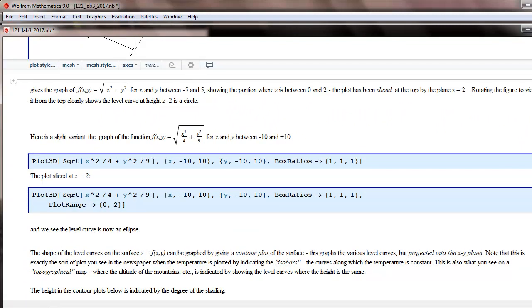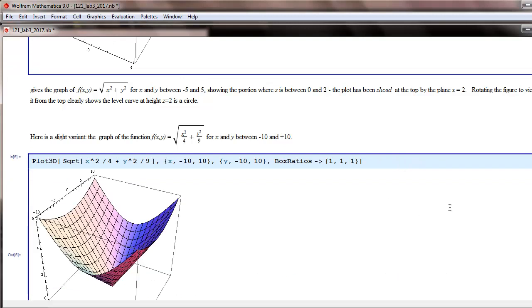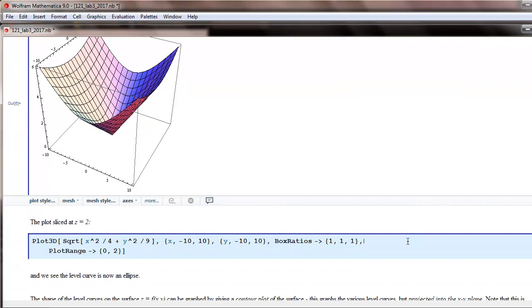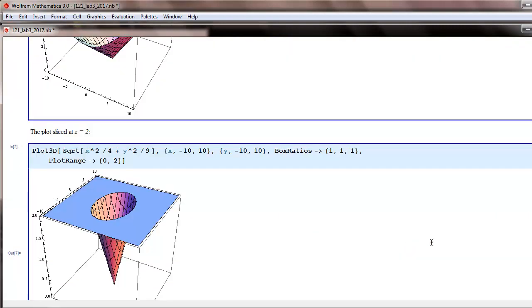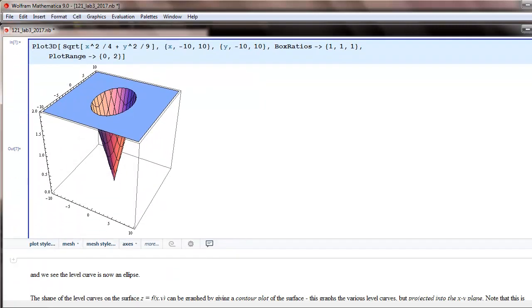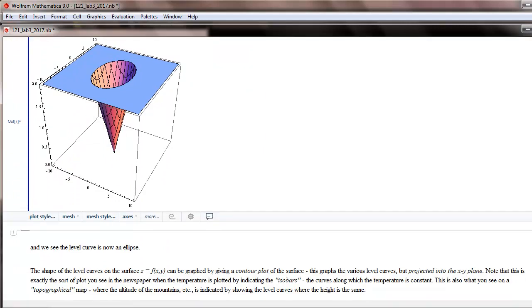Now here's a slight variant of the graph. We can take a look at this. And let's look at that surface if we slice it at z equals 2. Okay, so you can imagine really slicing through that surface at z equals 2, and there's a picture of what we get. And this is actually an ellipse.